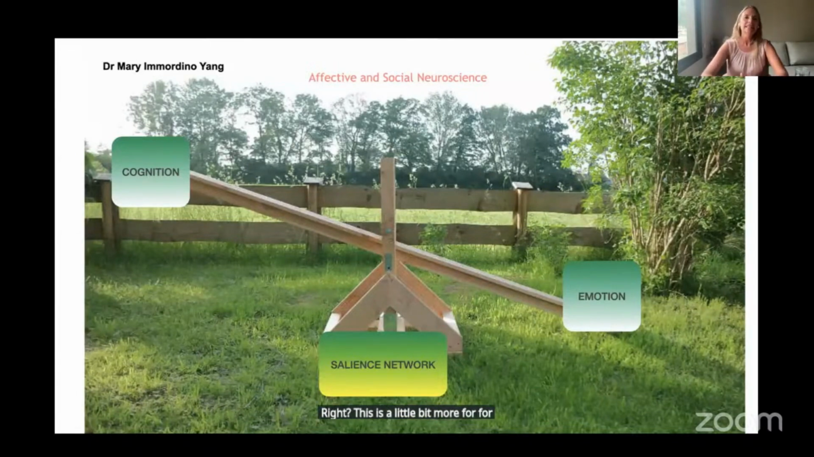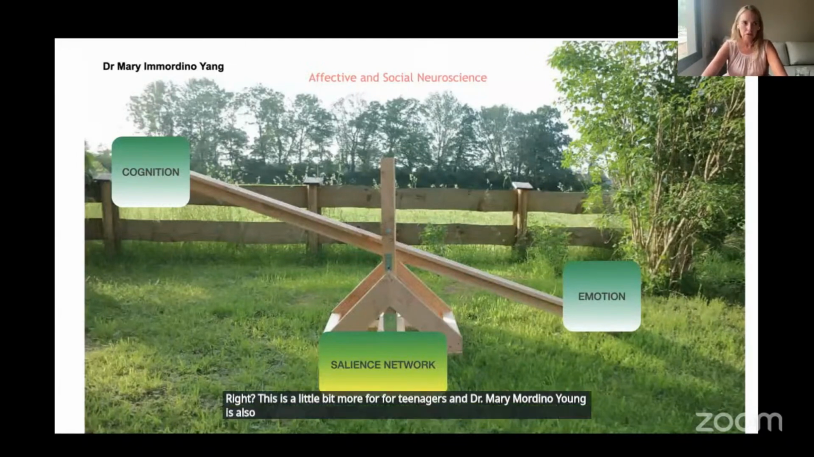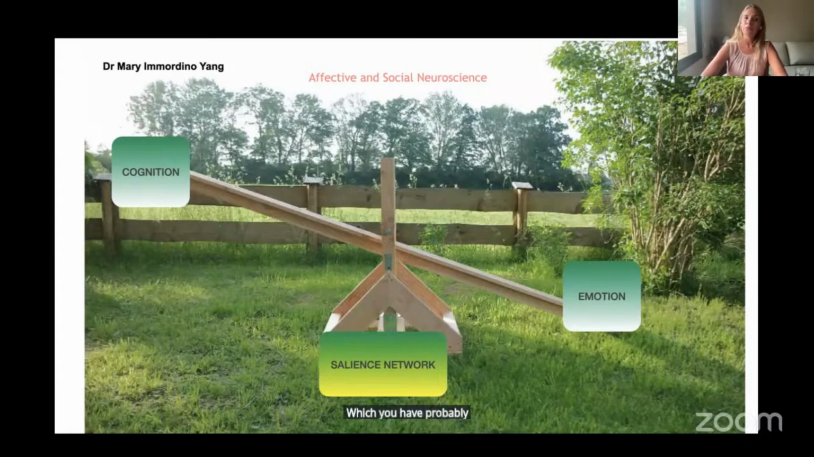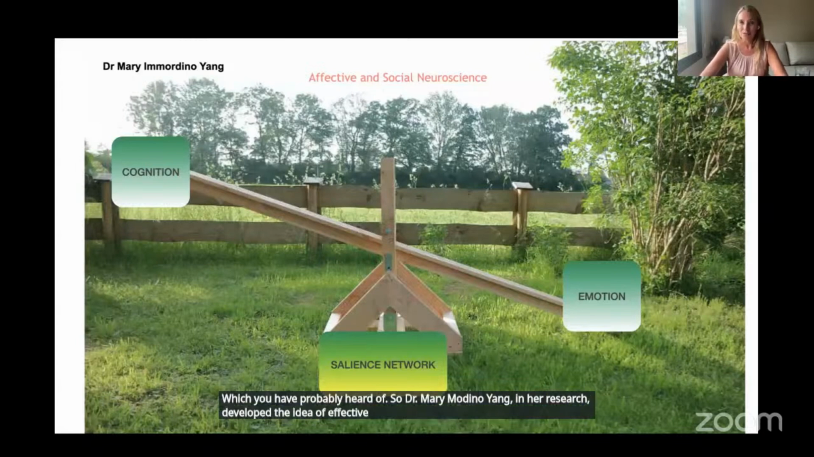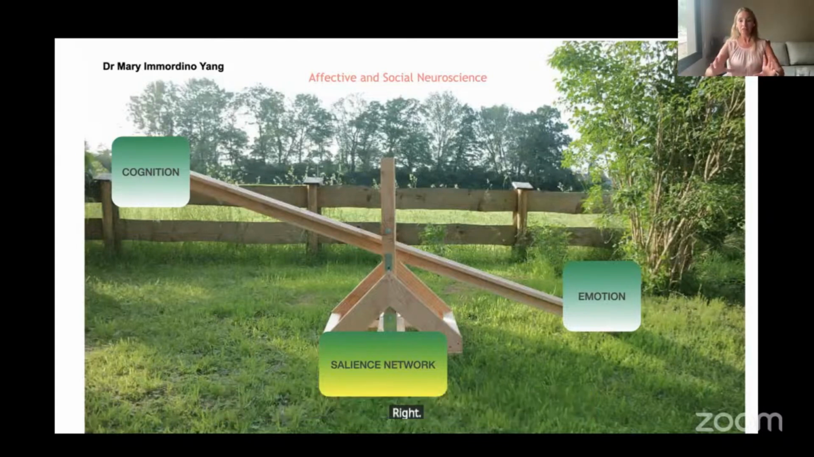And Dr. Mary Mordino Young is also very famous because she did a lot of research with Dr. Damasio, which you have probably heard of. So Dr. Mary Mordino Young, in her research, developed the idea of affective neuroscience, which is the topic of our talk today, right? And she discovered through her research the salience network.